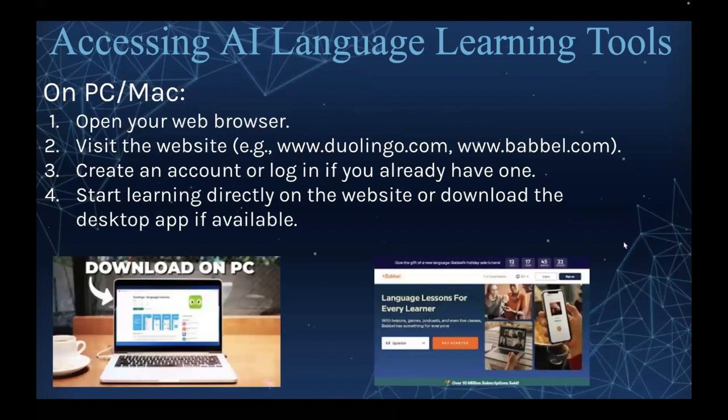And for Mac and computer, you can open your web browser and navigate to their website. So for Duolingo, it'd be duolingo.com and babbel.com. A lot of these have different URLs, so it may be hard to find the direct web address for them. So if you have any questions, you can just ask me or any of the other volunteers, and we can show you those links for sure. Then you will need to create an account or log in if you've already created an account. And then you can start learning directly on the website or download a desktop app for your computer if it's available.